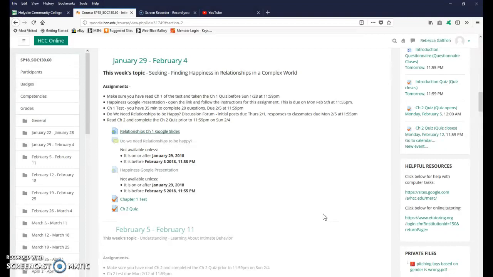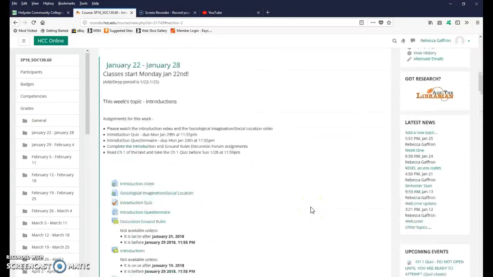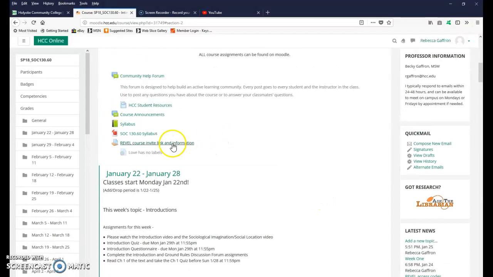So this week we're going to be talking about finding happiness in relationships in a complex world. So we're moving on to talk about chapter 1 this week. So I want to go through assignments with folks. Before I do that, I had a question. Someone had asked in the community help forum about accessing the text through Revel.